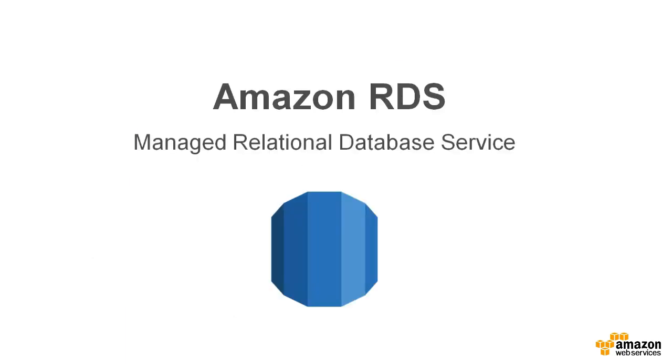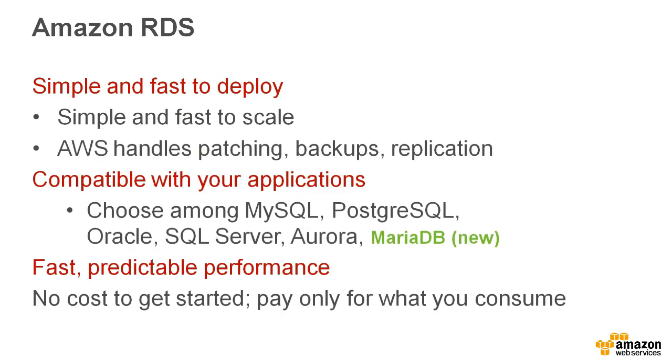Here comes Amazon RDS or Relational Database Service. We are going to explore it right here. So RDS is a managed relational database service that comes with multiple relational database options, that is Oracle, Microsoft SQL Server, and other databases.